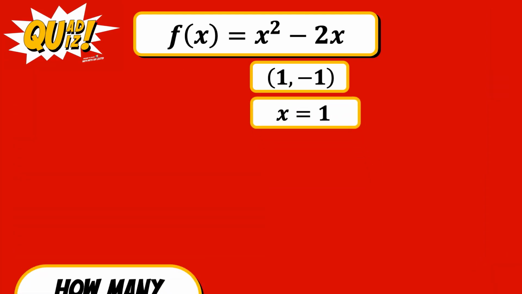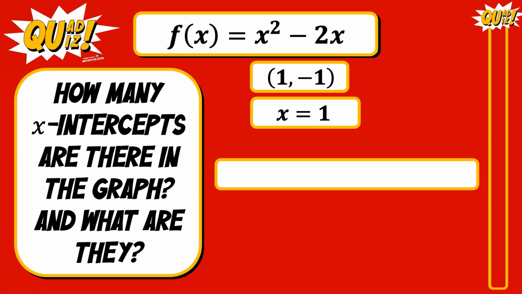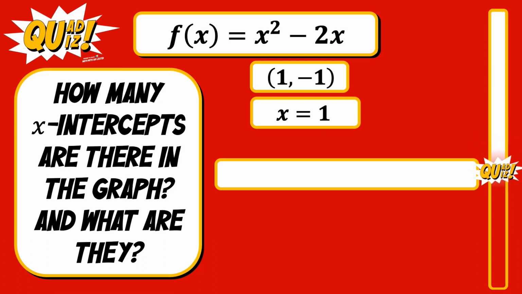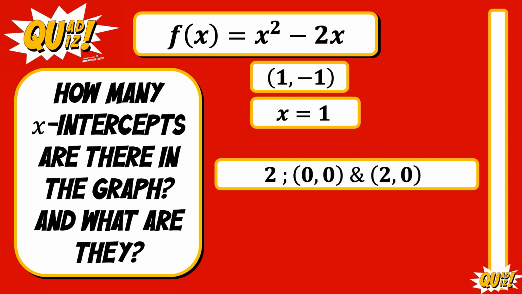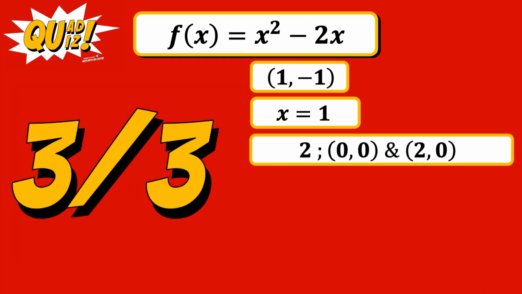And for the last question, how many x-intercepts are there in the graph of the given function? And please tell us what are the x-intercepts. We have 2 x-intercepts at 0, 0 and 2, 0. Did you get 3/3? If not, please continue viewing this video.